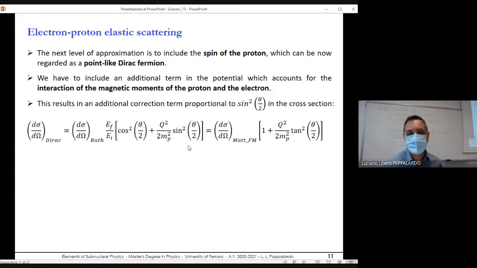Okay. Now we can put the cos square outside, and we can also merge this together with the kinematic factor, so we can recover outside our Mott cross-section for the finite mass proton, and we are left with this correction term.